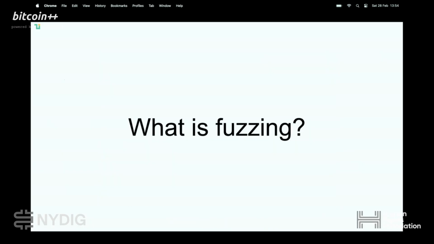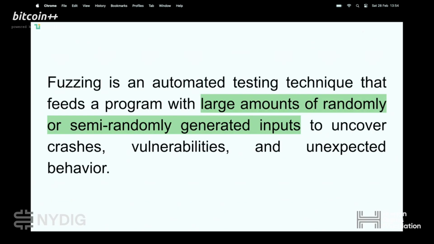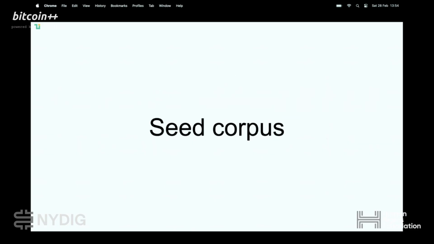So what is fuzzing? I said that I won't talk too much about it because I know you had other talks. But basically, fuzzing is an automated testing technique that feeds a program with large amounts of randomly or semi-randomly generated inputs to uncover crashes, vulnerabilities, and unexpected behavior. Probably you see many memory bugs, and yeah.